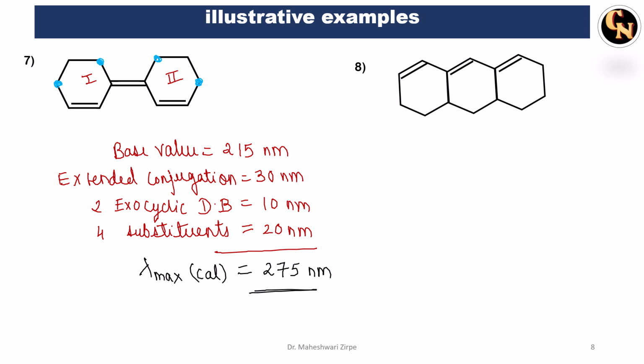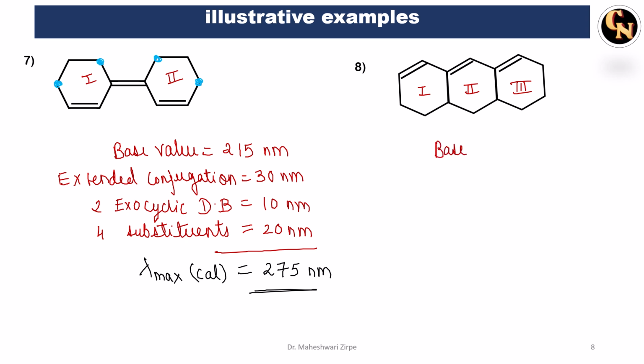Let us go to the next one, that is the 8th numerical, where you can find there are 3 rings: 1, 2 and 3. And if you look at the conjugation, there is an extended conjugation: double bond, single bond, double bond, single bond, double bond. One more thing you have to observe is that for ring number 1, this double bond is exo. Similarly, for ring number 2, this double bond is exo. So there are 2 exocyclic double bonds. So let us calculate.